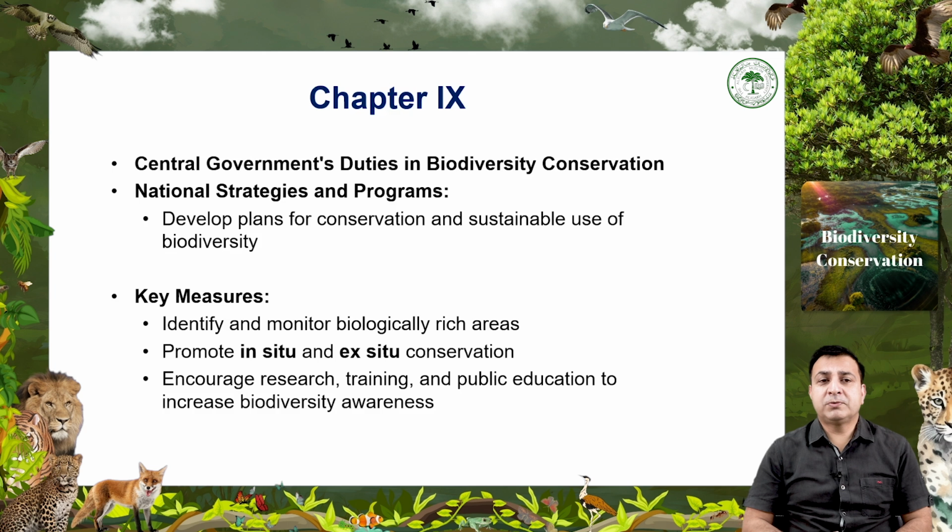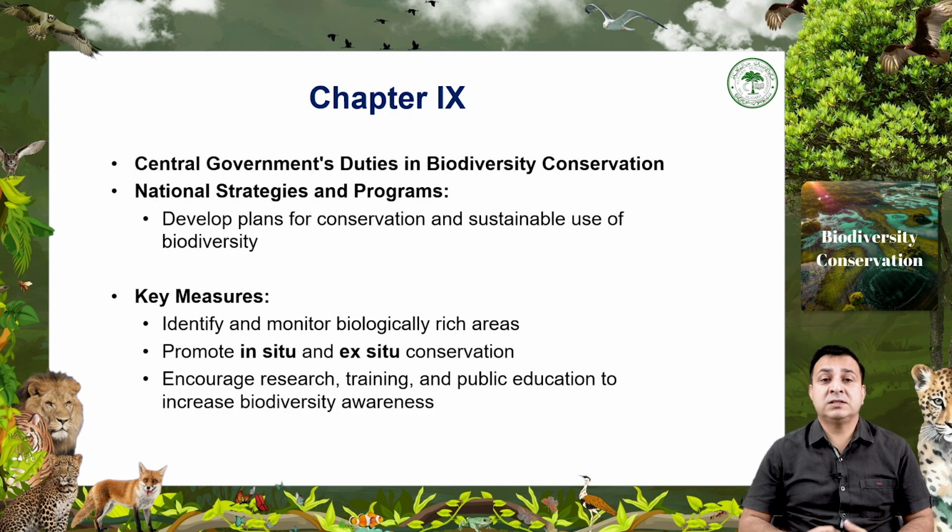Let's talk about chapter 9. Chapter 9 talks about the central government's duties in biodiversity conservation. The central government is responsible for developing national strategies, plans, and programs aimed at the conservation and sustainable use of biological diversity.